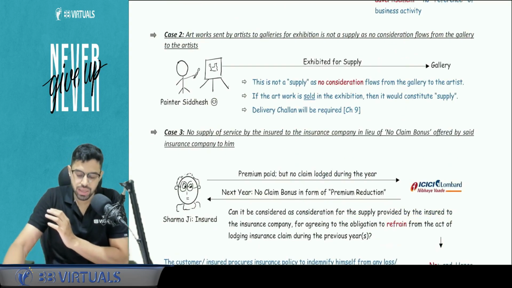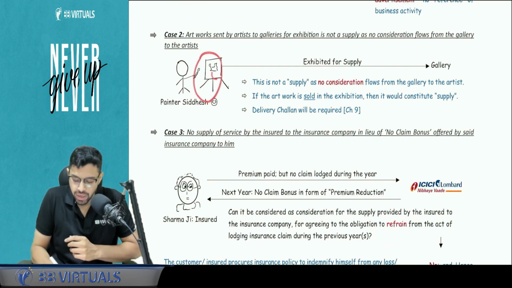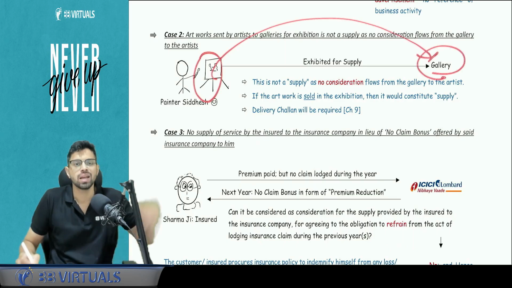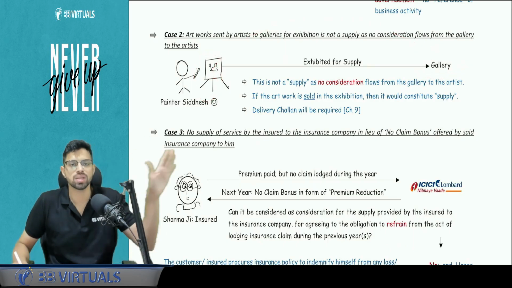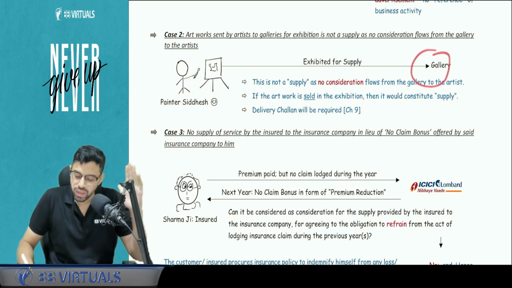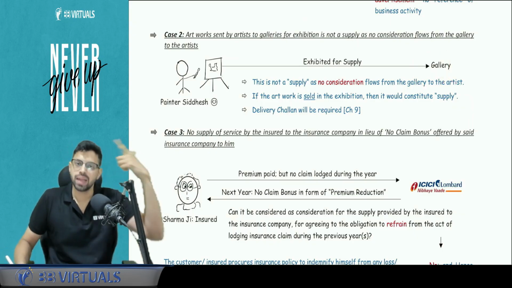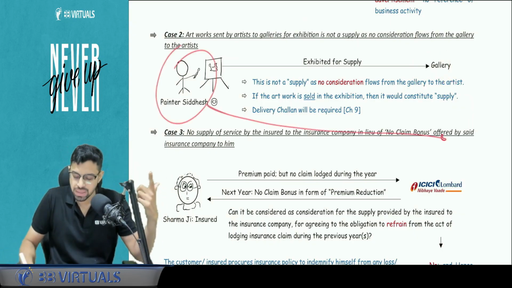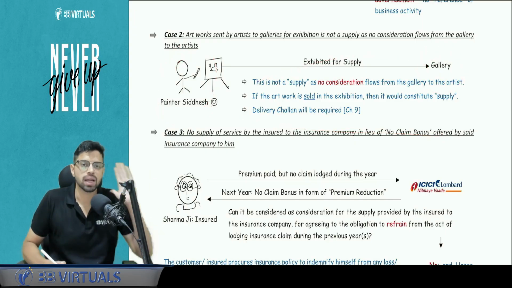Second, artwork is sent. So I make a painting, I send it to a gallery for the purpose of exhibition. This is not a supply. Why? Because there is no consideration involved. And schedule number 1 also is not applicable here. Tomorrow when the painting will be sold from the gallery, then yes, it will be a supply by me to that person. Gallery will charge commission. That will be another supply.